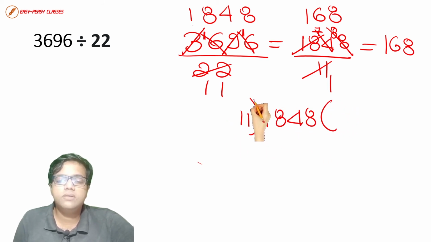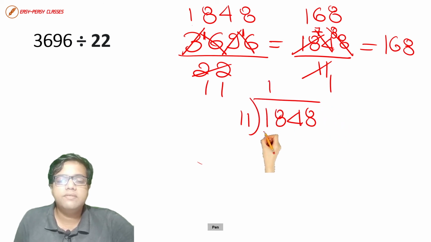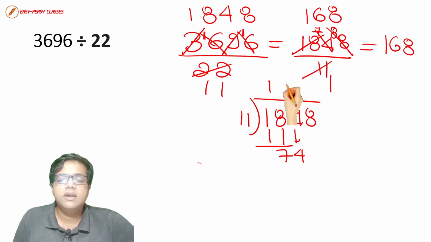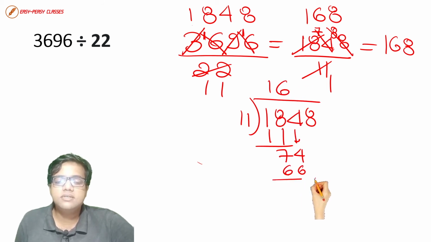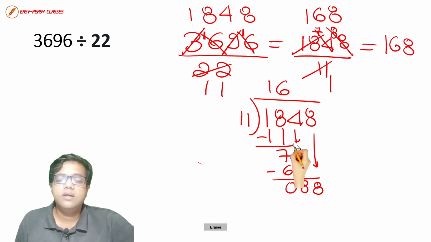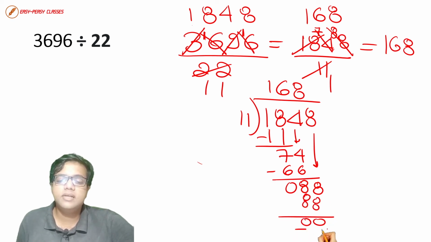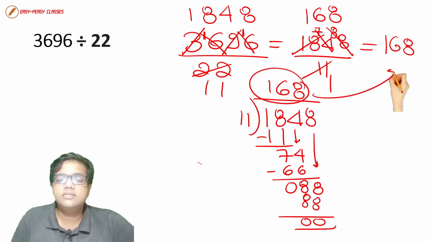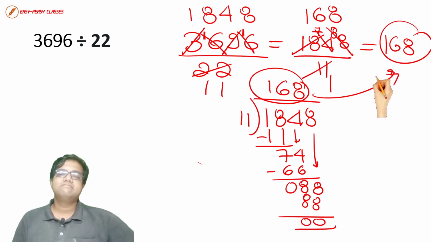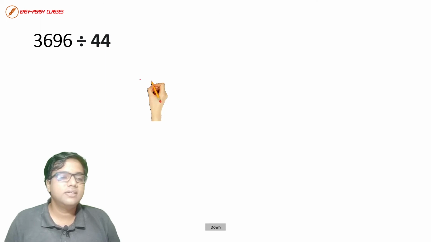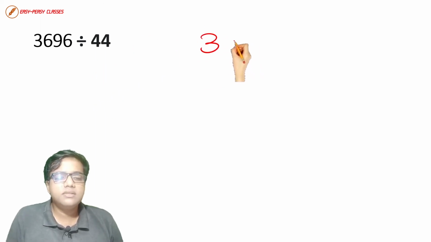Let's do the long division. 11 1s is 11. 7 is the remainder. So 4 comes down. 11 6s is 66. If you take the difference, 8 remains. This 8 will also come down. Now 11 8s is 88. So you get the remainder as 0. So 168 is the quotient here. So the answer for this question is 168. Let's move ahead.